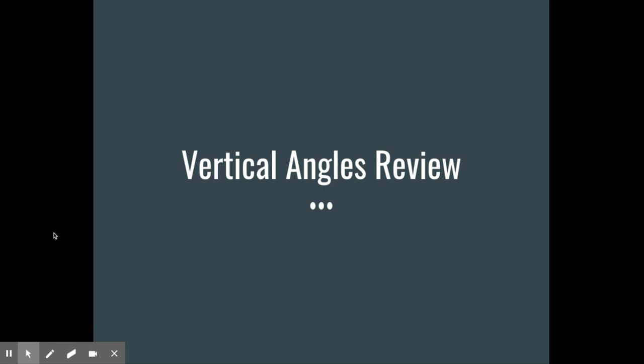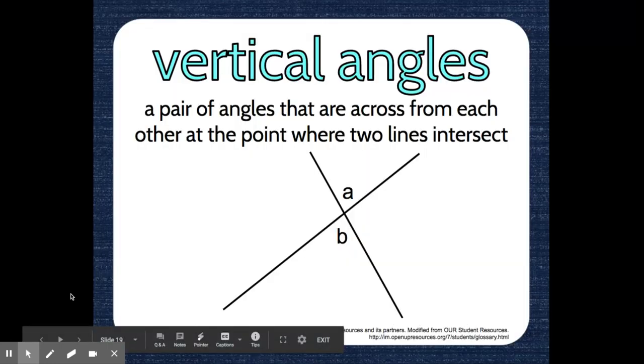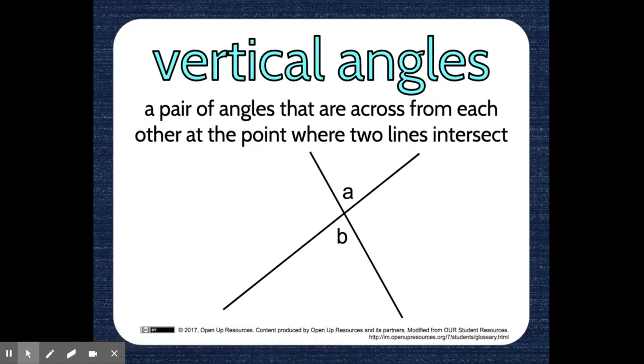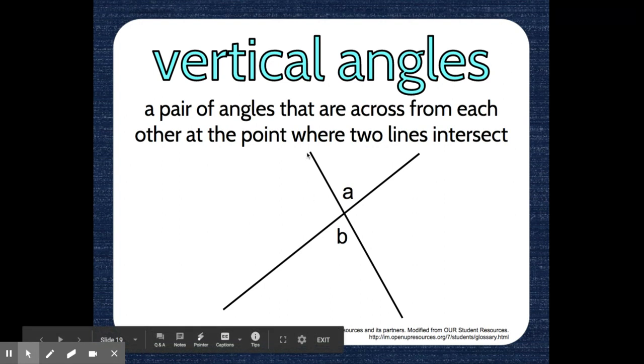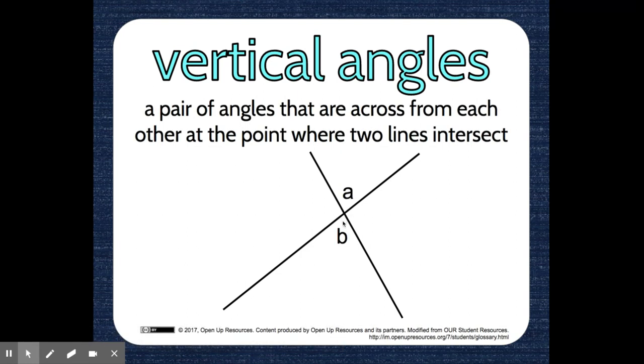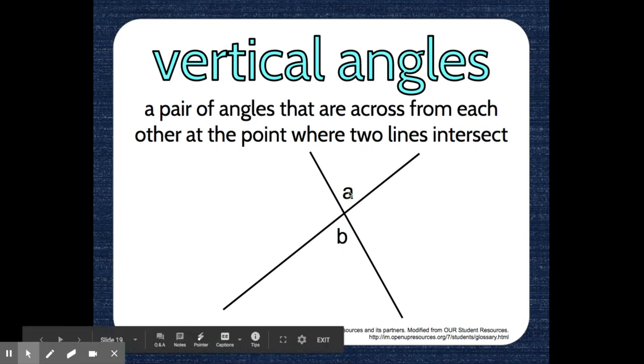Okay, this video is a review of vertical angles. Vertical angles are a pair of angles that are across from each other at the point where two lines intersect. So we have a line here, a line here. They're intersecting at one point. This formation results in the vertical angles A and B.